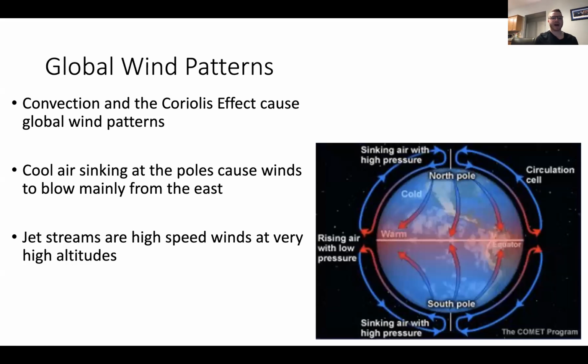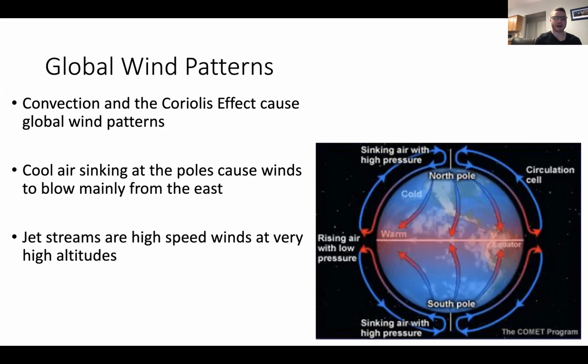Okay, so global wind patterns. In general, the Earth does have some prevailing winds. And again, this is just caused by the Coriolis effect, so the spinning of Earth affecting those winds as they return to the equator. The Coriolis effect and the convection of that air is responsible for causing the global wind patterns. And we already talked about this. Cool air sinking from the poles will cause winds to blow mainly from the east. Because we are so close to the west coast, we generally have a westward blowing wind. But if we were closer to Montreal and PEI, we would experience quite the opposite, where it'd be more of an eastern wind.